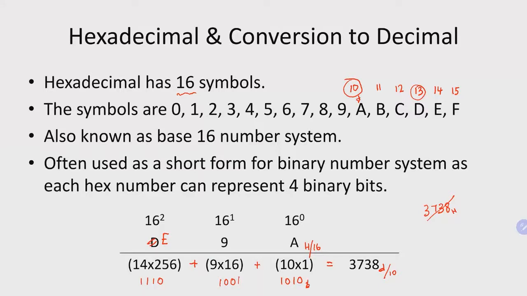Why do we say that it's used as a short form for binary? Because if we're going to code this binary number, that will be 12 bits here. To write this 12-bit number will be quite long, so it's easier to write the equivalent in hexadecimal. If you write E9A, it's a lot shorter compared to writing these 12 symbols in binary.